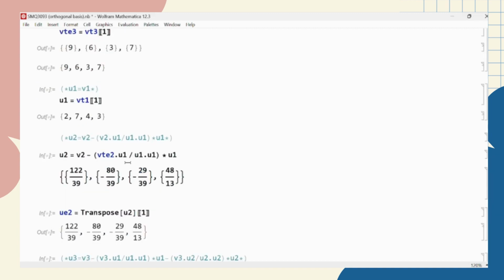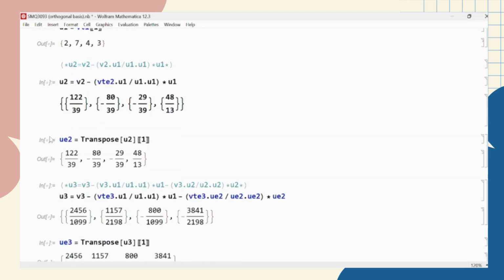And then after we get the U2, we need to assign it as UE2 equal to transpose U2 in the bracket 1, so that it will extract the first row and assign it to the variable UE2. So this allows us to store and refer to the first row of the transpose matrix for further calculation, which is to find U3.